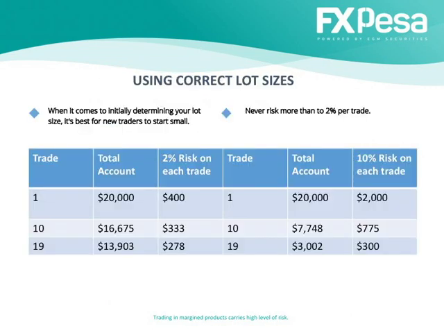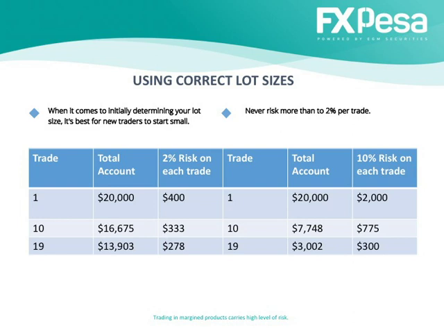Using correct lot sizes. When it comes to initially determining your lot size, it's best for new traders to start small, and you should never risk more than 2% per trade. As illustrated on the table below, a trade that has one lot size and a total account of 20,000 USD, when you're doing a 2% risk on that account, you'd be risking $400. On an account that has the same amount of money and the same lot size of 1, when you do a risk of 10% on each trade, you'd be risking $2,000.